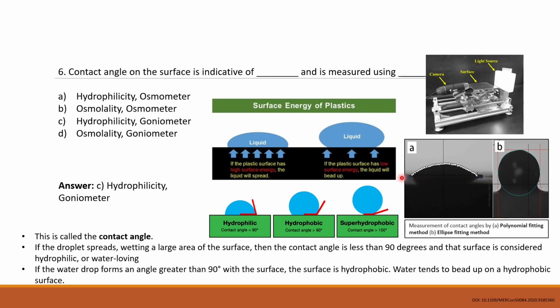Why? Because your droplet is very flat on this. So your contact angle is less than 90 degrees. You can see, if I draw a straight line here, your contact angle will come like this. It's almost 45 degrees. It's even less than 45 degrees. So this surface is highly hydrophilic in nature.